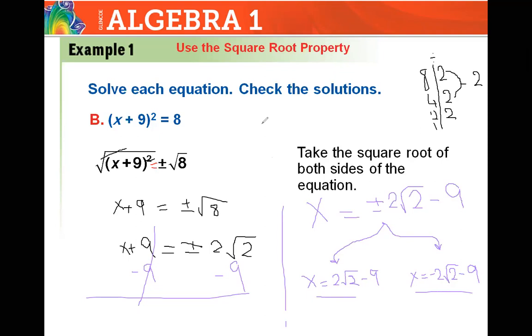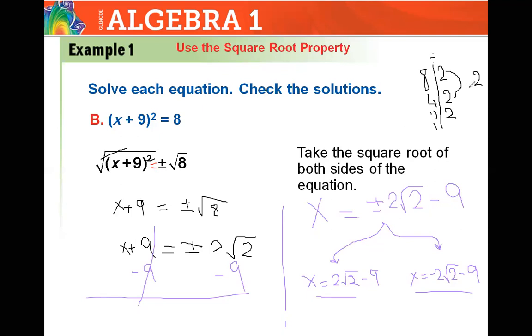So again, I start with Thamer. Thamer said that to remove the power 2, we make a square root for both sides. I make square root for x plus 9 power 2 and square root for 8. The square root with power 2 will be removed, so the remainder is x plus 9 equals positive or negative root 8. Don't forget positive or negative. Root 8 we deal with by factorization, as we did in the first term.